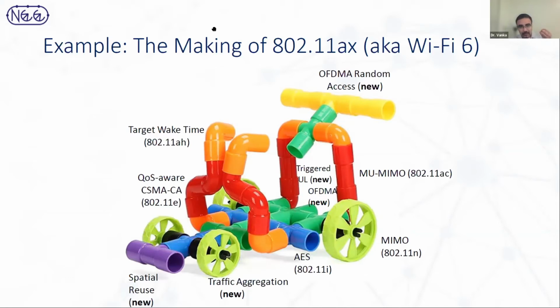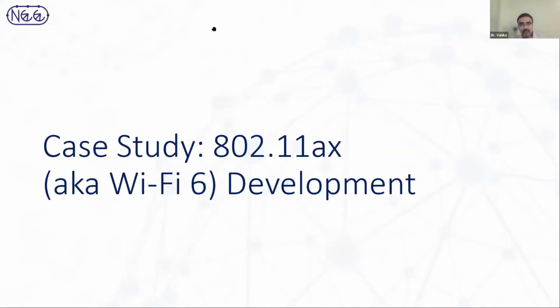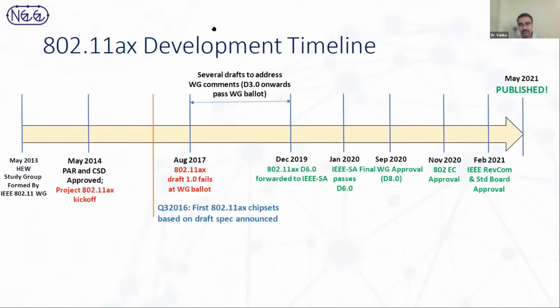For example, the target wake time feature was brought in as a pure power save feature, and it was brought in a big way in 11ax, and it was made into a core feature which saves power, right? And there are a lot of other new features which were brought in specifically for 11ax, such as spatial reuse, traffic aggregation, and so on. And there were a lot of older features which were enhanced, like, for example, MIMO or MU-MIMO and so on, right? So that's how you end up building the entire standard using several tried and tested technologies which have been deployed at scale, right? So this gives us a right segue into jumping into the Wi-Fi 6 development.